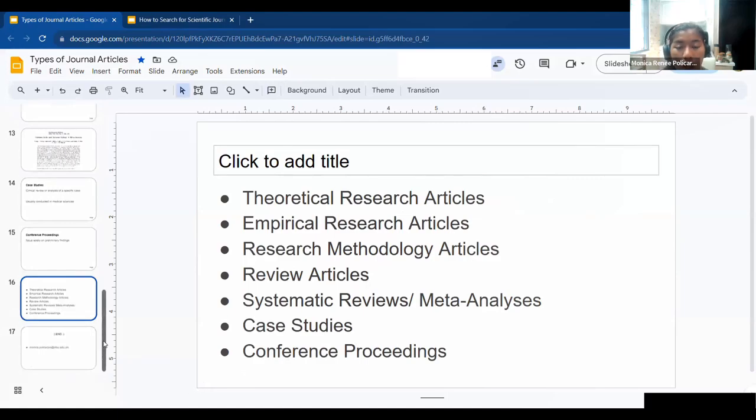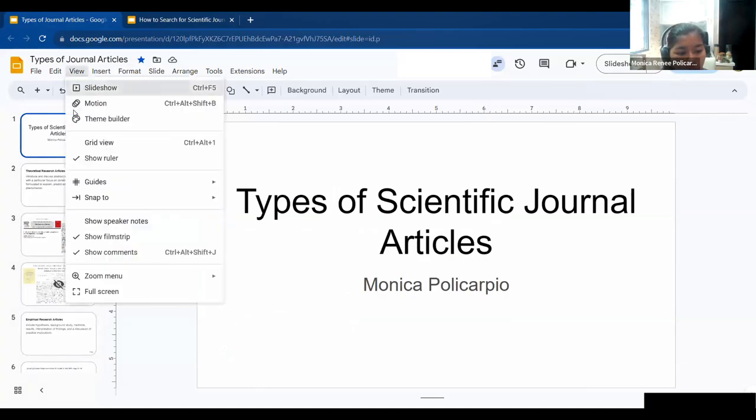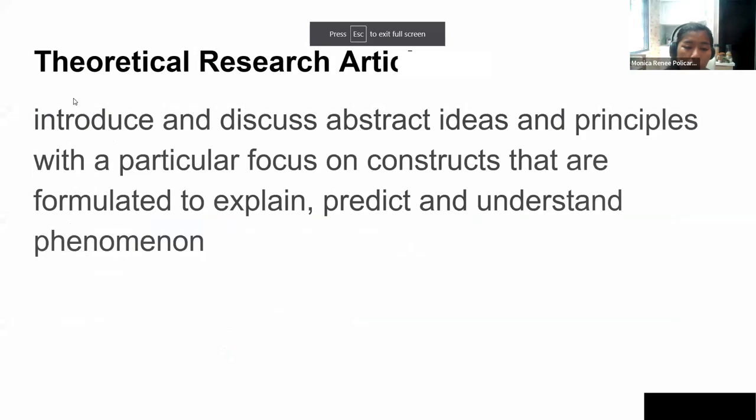So I will suggest later which among the types of journal articles can be considered as your starting point, at anybody's level, when they are starting to get to know a certain construct in mind that you wish to explore. Okay, so let's start. So first we have theoretical research articles.